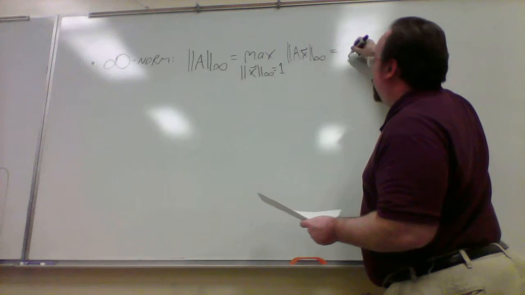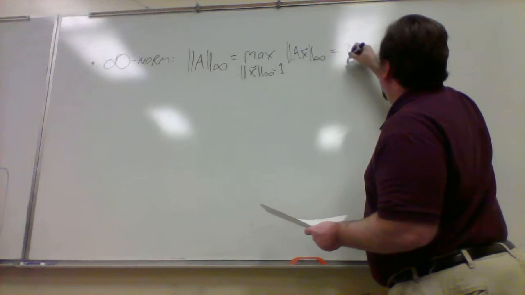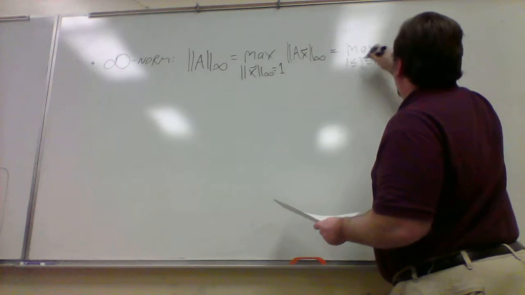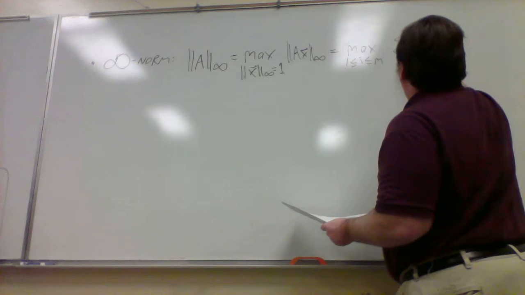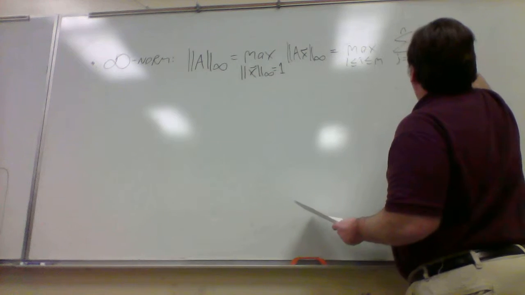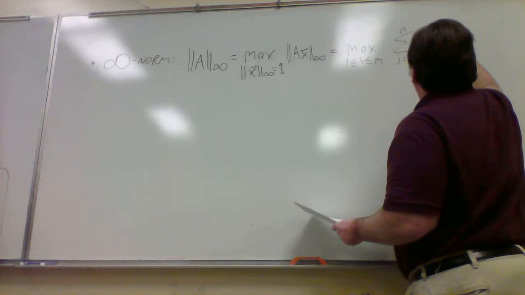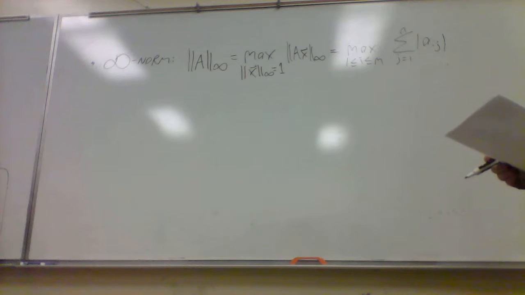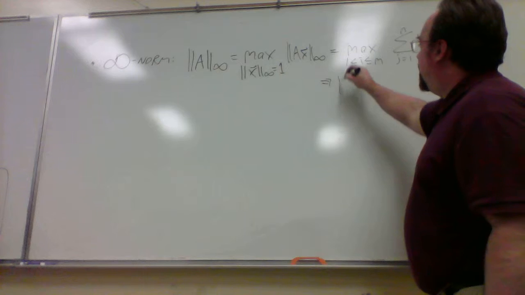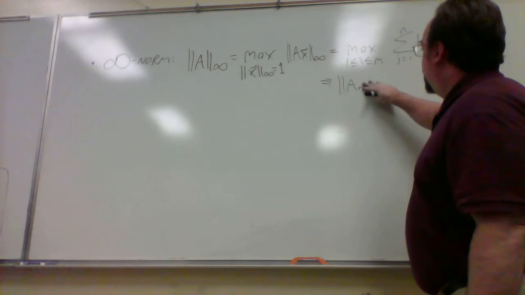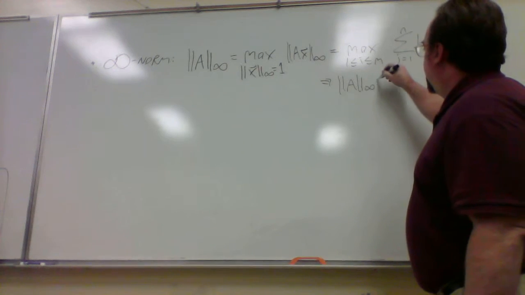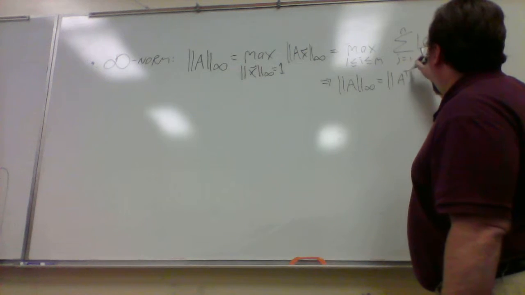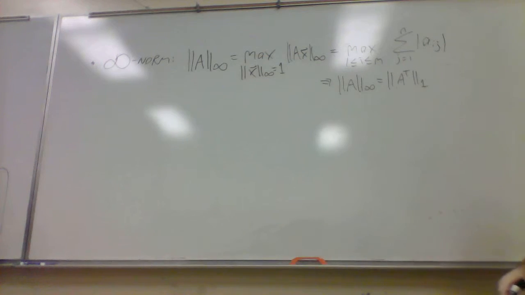The practical formula is, instead of a column sum for a 1 norm, it's a row sum. So maximum over all i, and then for each i, you sum the absolute values of all the entries in that row. So in fact, what you can immediately conclude is that the infinity norm of A is always equal to the 1 norm of A transpose, because you're just reversing the sense of rows and columns.